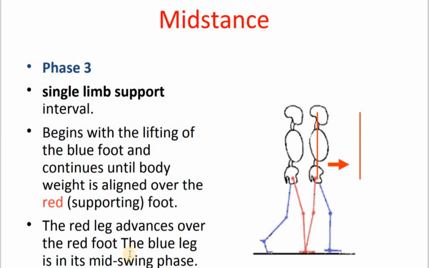So we will now see the mid stance phase. Phase 3, the single limb support interval. The body will be supported with only one limb. Now begins the lifting of the blue foot, and it continues until the body weight is aligned over the red supporting foot. The entire toe is now getting off. Then the body weight is moved to the red foot. As you can see, the red leg advances over the red foot. The blue leg is in the mid swing phase.